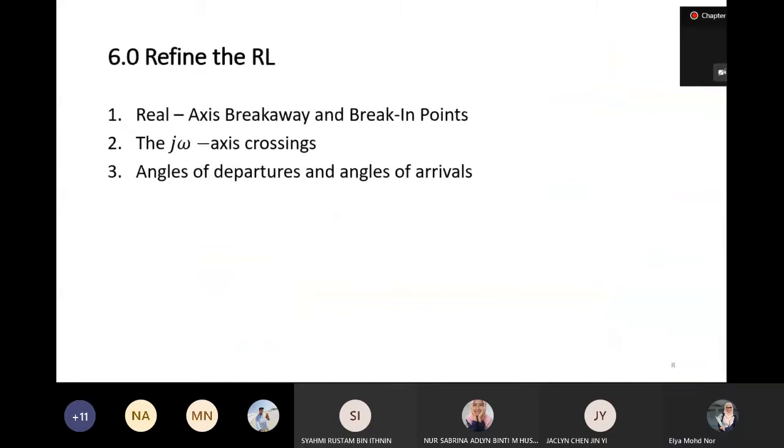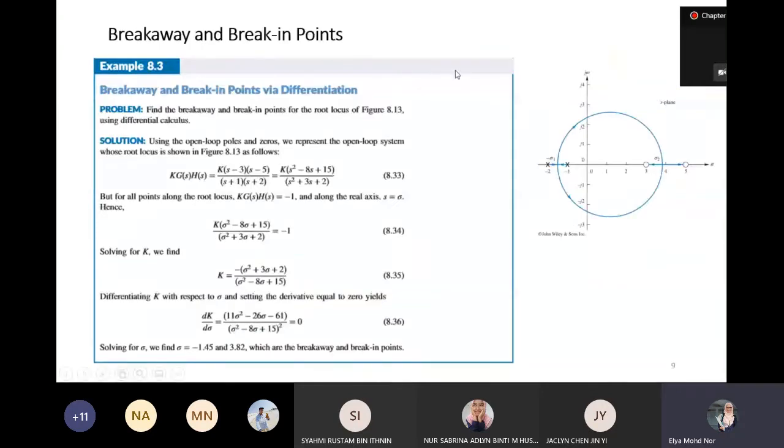Let's look one by one. First, the breakaway and break-in points. I just simply take from example 8.3. What is a breakaway point and what is a break-in point? That's the first thing that we need to know. Find the breakaway and break-in points for the root locus of figure 8.13 using differentiation. For example, we have this root locus.